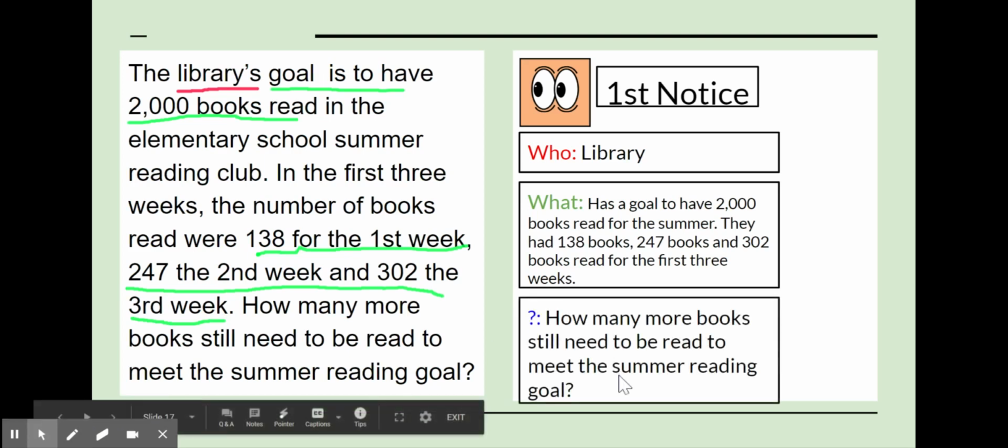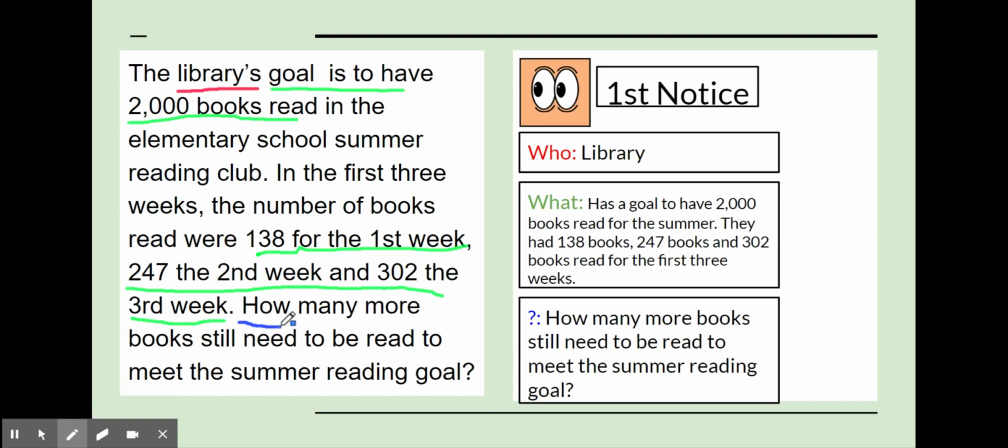And what is the question? How many more books still need to be read to meet the summer reading goal? We're going to highlight our question.